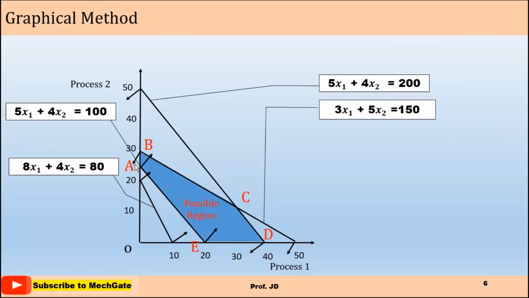If you have plotted this graph on graph paper, you can usually find the coordinates of A, B, C and D. Out of these, the coordinate of E is clearly known from this graph, that is 20, 0. Coordinate of D is also known, 40, 0. Coordinate of A is also known, 0, 25. Coordinate of B is also known, 0, 30. You just need to find the coordinate of C. To find the coordinate of C, just solve these two linear equations, 5x1 plus 4x2 equal to 200 and 3x1 plus 5x2 equal to 150.